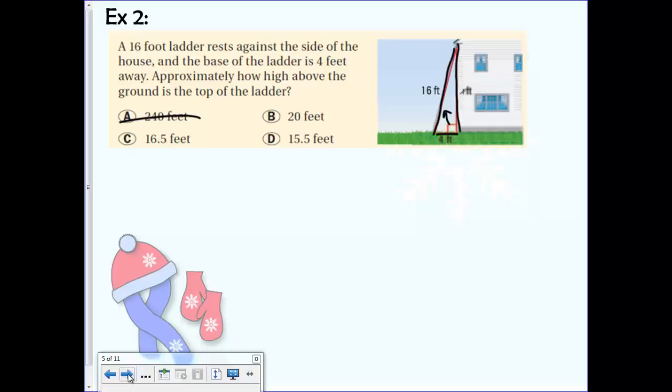16 is my hypotenuse. What do we know about the hypotenuse? It's always the highest. Why is it 15.5? It's only one lower than 16. 16 is always the largest side. 20 is more than that. That can't be 20. It can't be 16.5. The only one, as Drew said, that's less than 16 is 15.5.